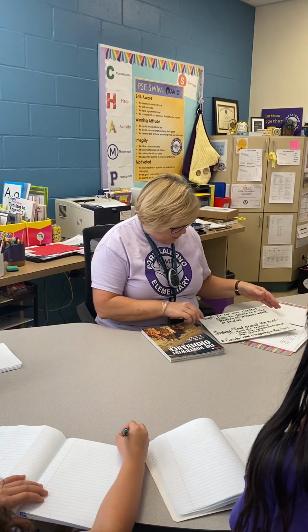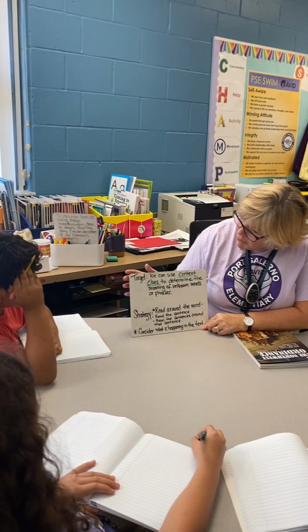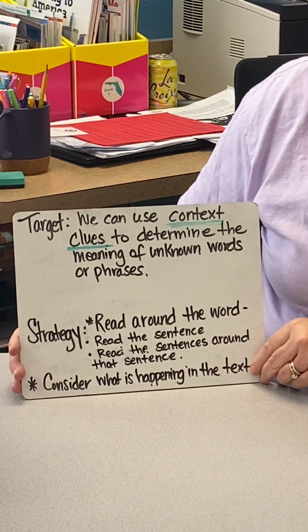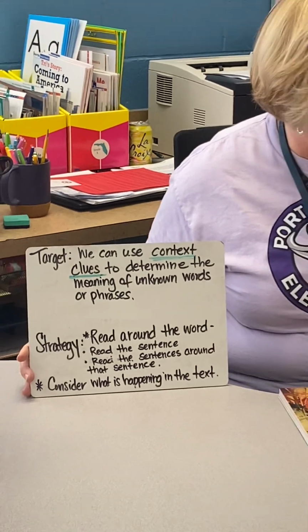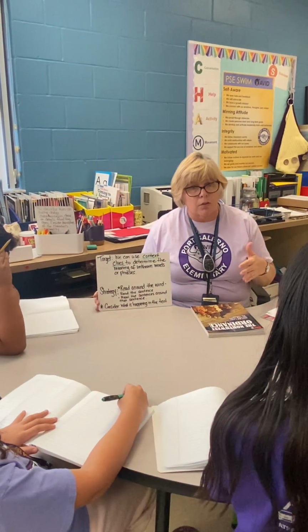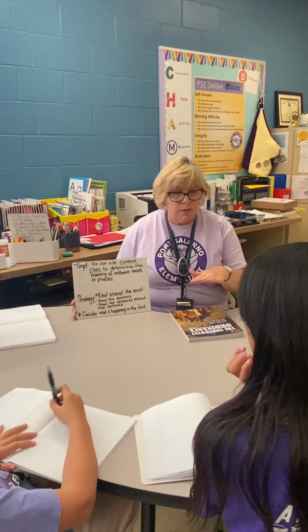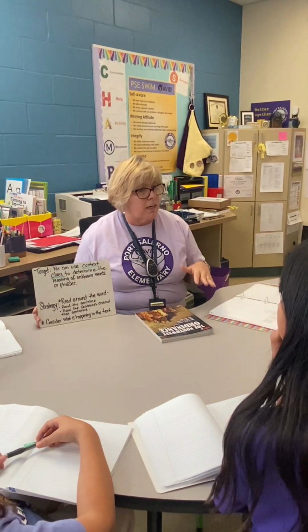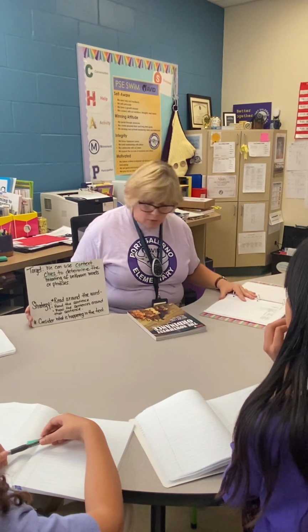We are looking at context clues, taking a deeper dive into context clues. Our target with the context clues is that we can use context clues to determine the meaning of unknown words or phrases. Because as we've discussed, when we read complex informational text, like our science books or our social studies books, or even some of the complex reading we're doing during reading class, we have noticed that we come across words that you don't normally use in your own language. So we have to use context clues to figure it out.